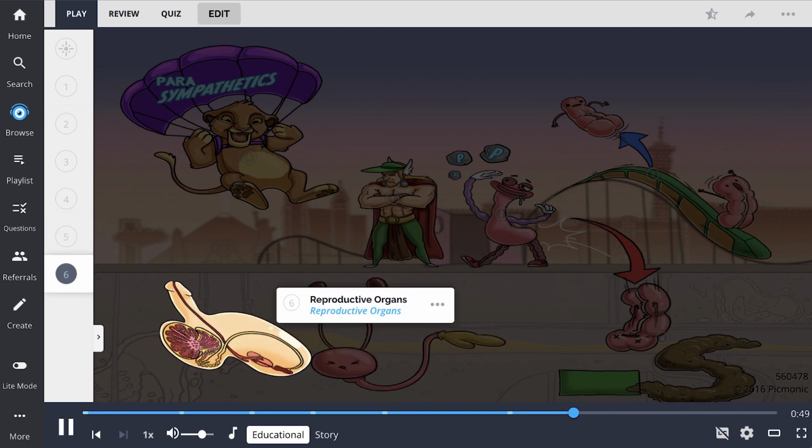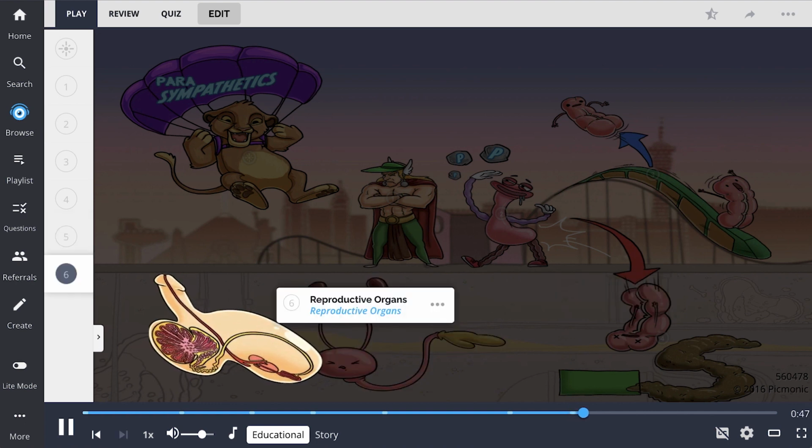The last major organ with parasympathetic pelvic splanchnic input are the reproductive organs, shown by the reproductive organs. Parasympathetic input is responsible for the production of erection in penile tissue.